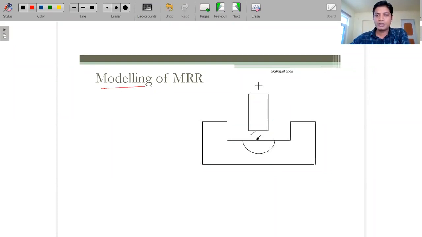This is the tool, the cathode side, which is negative, and this is the anode side, which is positive, releasing positive ions and negative ions, electrons we can say. Once it is connected with the power supply, a spark is generated in the dielectric fluid we are using, so the material is removed uniformly due to the formation of the spark.